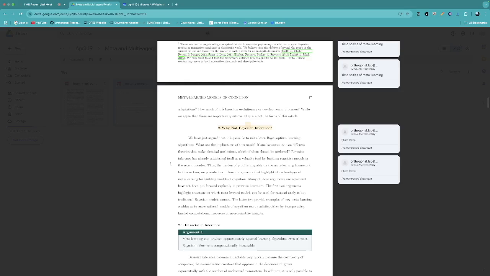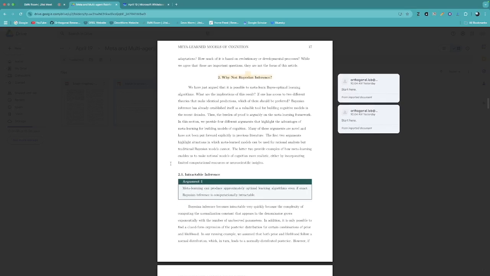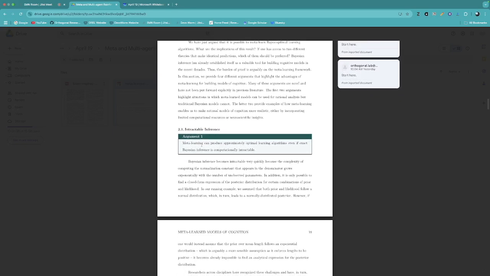So this is where, again, I don't know if they're conflating Bayesian models, but they're kind of zooming out and saying we're really interested in meta learning, but we can use Bayesian inference to best understand meta learning. Many of these arguments are novel and have not been put forward before, and their arguments are as such. The first is intractable inference.